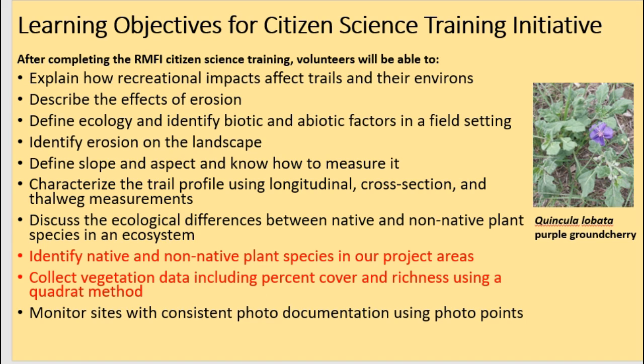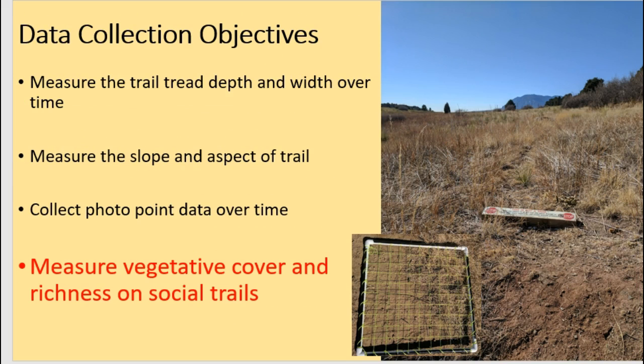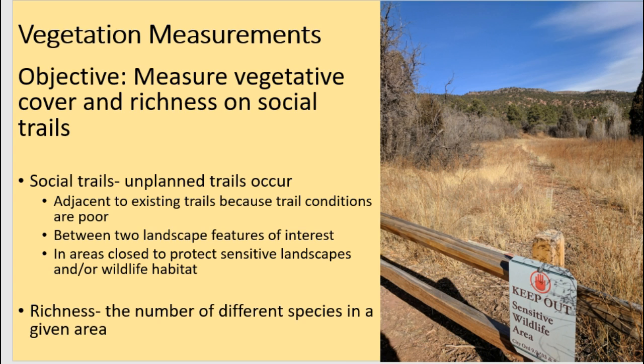After watching this video, you should be able to identify native and non-native plant species in our project areas and collect vegetation data, including cover and richness, using the quadrat method. Our data collection objective discussed today is to measure vegetative cover and richness on social trails. To reach this objective, we need to understand what a social trail is. Social trails are unplanned trails that occur adjacent to existing trails because trail conditions are poor, between two landscape features of interest, or in areas close to protect sensitive landscapes and/or wildlife habitat.